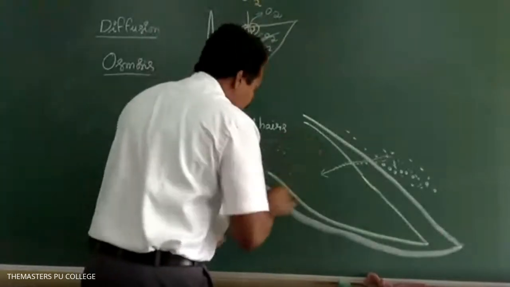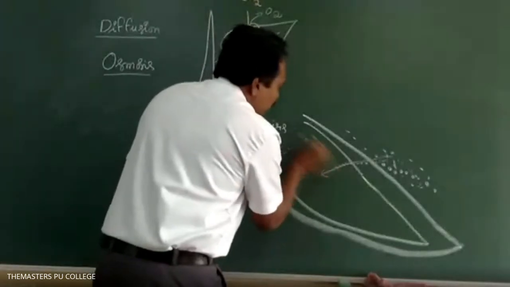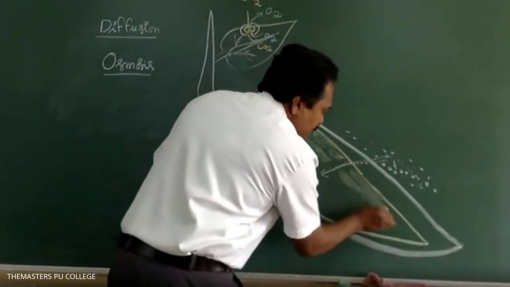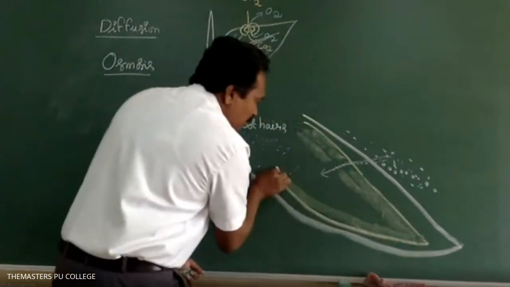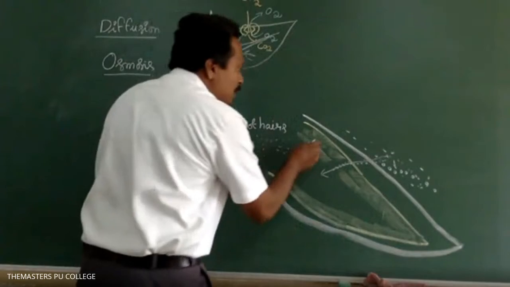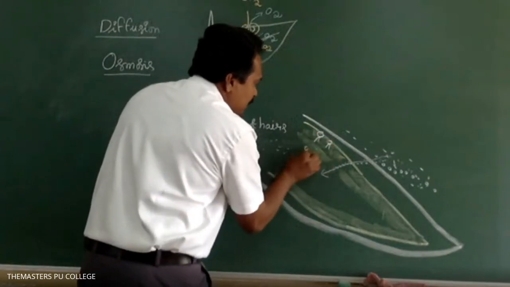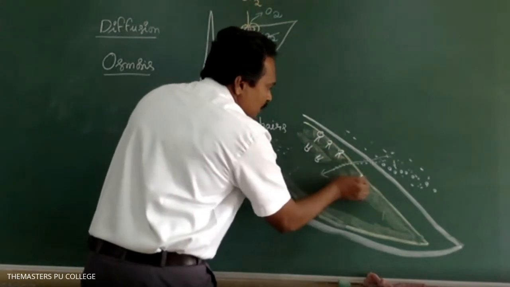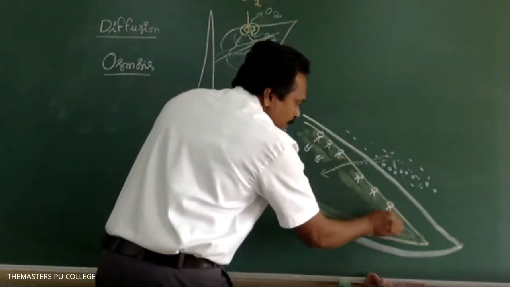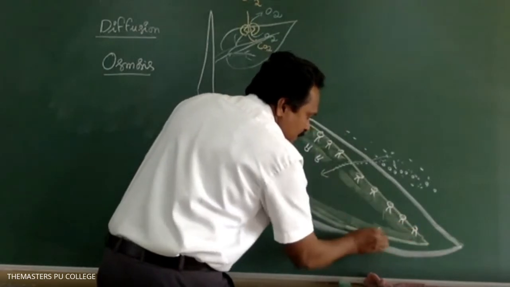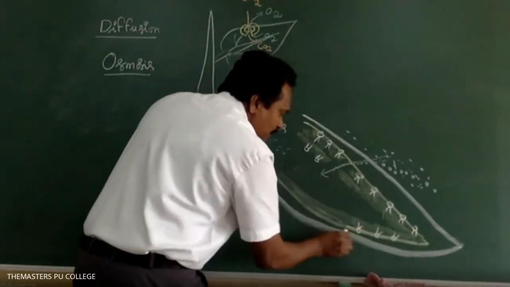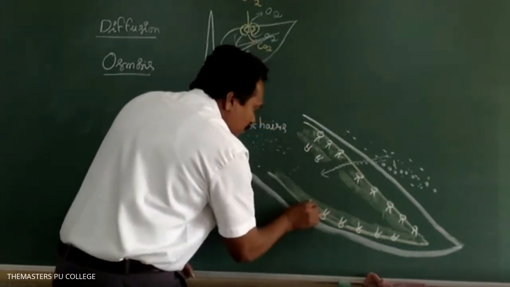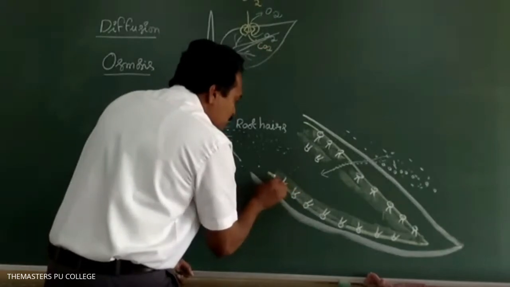In the cell membrane, what are the components? Phospholipid molecules are present. Already we have learned about the structure of the cell membrane. The cell membrane consists of phospholipid molecules arranged in two rows. Based on ease of extraction, how many types of proteins are there? Two types. What are they? Intrinsic and extrinsic, also called peripheral and integral.